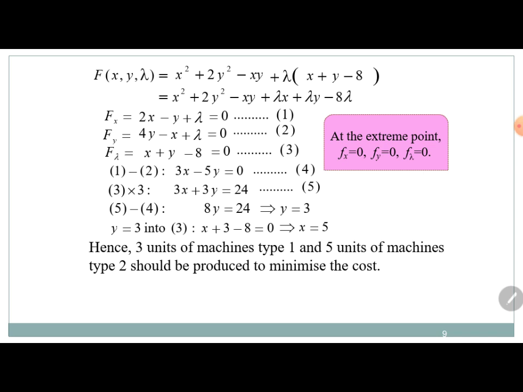Substitute the value of x and y into the function, the original function. So the cost function we have, 5 squared plus 2 of 3 squared minus 5 of 3, which is the cost will be 28 ringgit. Okay, the cost must be in RM.